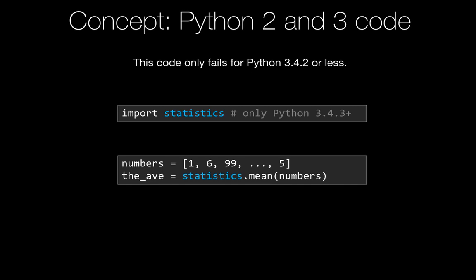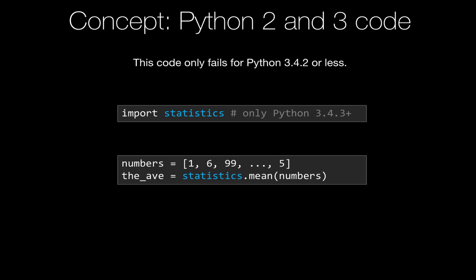Let's take a moment and look at this core concept of one mechanism for supporting both Python 2 and Python 3. You saw in our previous example that we wanted to use the statistics module to compute the mean. Now, I realize there are many ways to compute the mean. We don't need to fall back on this. It's a pretty simple mechanism.